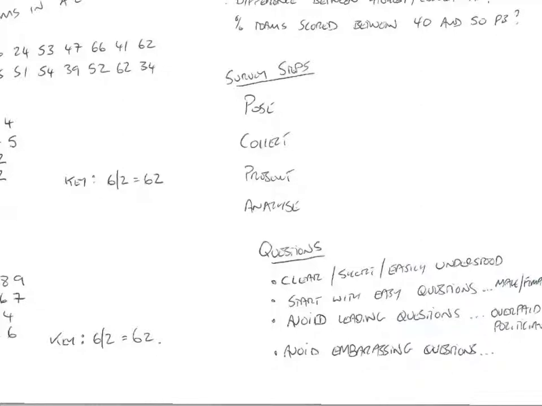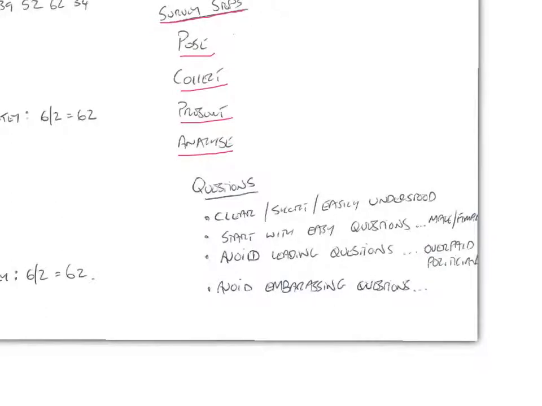Before we move on to the stem and leaf plots, the final part of the chapter, we'll just remind ourselves that when we're carrying out a survey and we're looking to generate some data, we must pose the question, collect the data, present the data, and then analyse or interpret the data. We must also be mindful that the questions we ask should be clear, short, and easily understood. The surveys should generally start with easy questions, like a checkbox for male or female.